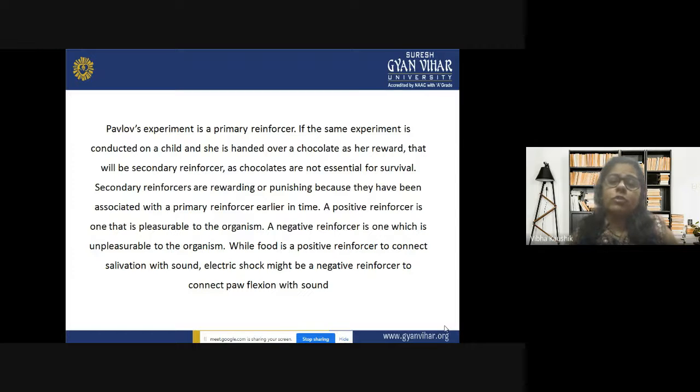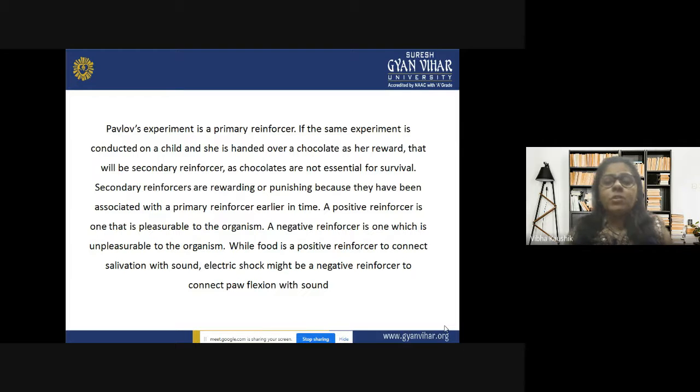as chocolates are not essential for survival. Secondary reinforcers are rewarding or punishing because they have been associated with a primary reinforcer earlier in time. A positive reinforcer is one that gives pleasure to the organism. A negative reinforcer is one which is unpleasurable to the organism. He does not like that a negative reinforcer should be given to him.